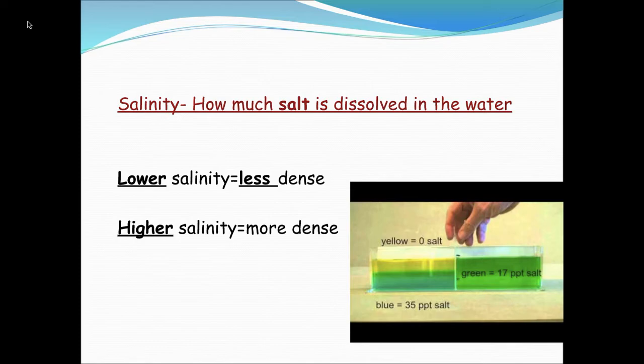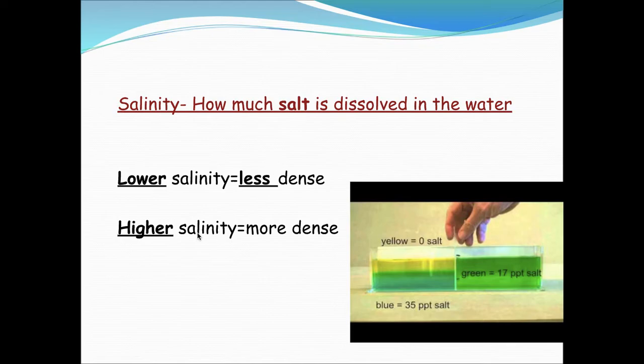The other factor that affects density is salinity, how much salt is in the water. So salinity means how salty. So remember, density is mass over volume, okay? If there is less salt, there's less stuff or mass in the water. So a lower salinity is less dense.